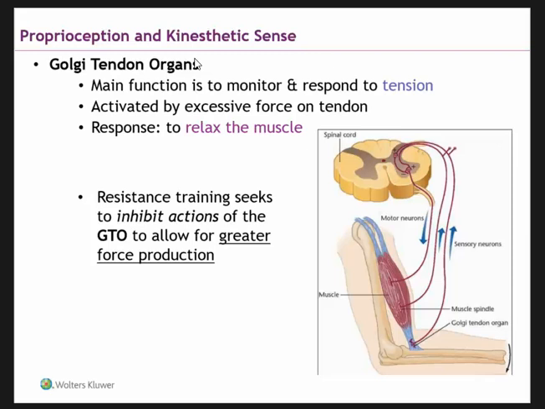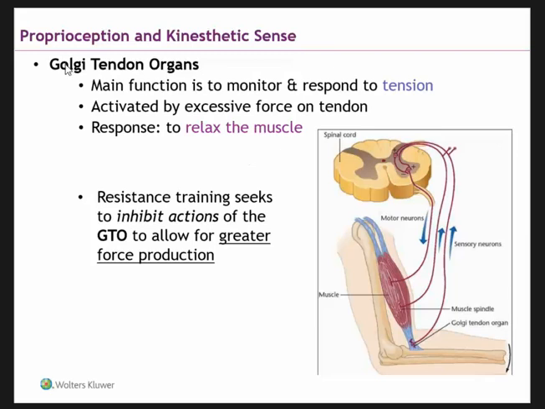But let's think about resistance training. When we lift weights, let's think about back squat. We've got a heavy barbell on our back, and that heavy barbell is causing a lot of tension on our tendons. And when we go down in the bottom of the back squat, if we're at the very bottom and the tendon and the GTOs start to fire, if we let the GTOs do their job, what would happen? The muscles would relax and we would just fall to the floor.